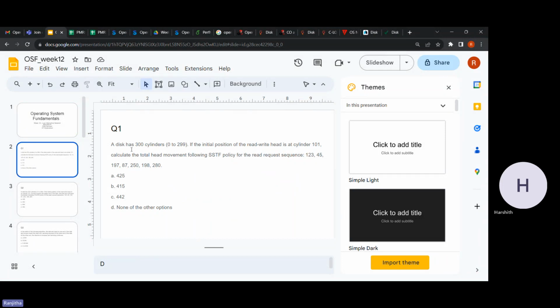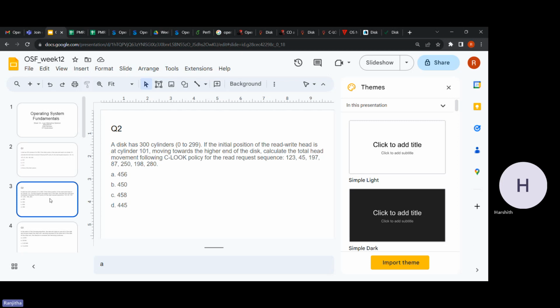Yeah, so the first question is: a disk has 300 cylinders. If the initial position of the read-write head is at cylinder 101, calculate the total head movement following SSTF. I'll come back to this too, because I again need to share the other screen. We'll complete the other MCQs and come to these two questions.